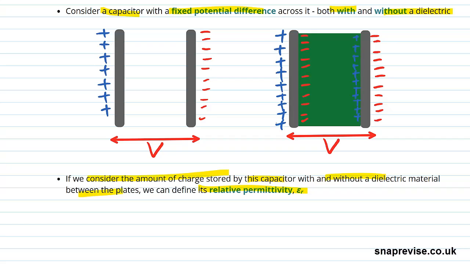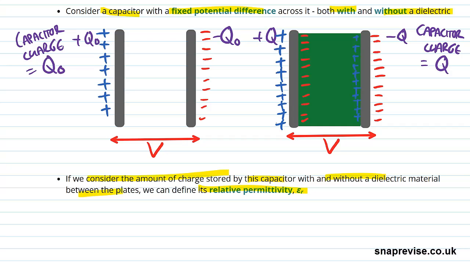So first things first, we're just going to talk about the charge on our capacitor. We're going to say the capacitor charge here is Q0, so we've got plus Q0 on this plate, minus Q0 on this plate. This is our one without the dielectric. Here we've got a capacitor charge of Q, so plus Q on this plate and minus Q on that plate. And we're going to expect that Q is bigger than Q0. If you think about it, Q0 is just the charge when you're using your bog standard capacitor. Q is when you've got your capacitor with a dielectric.